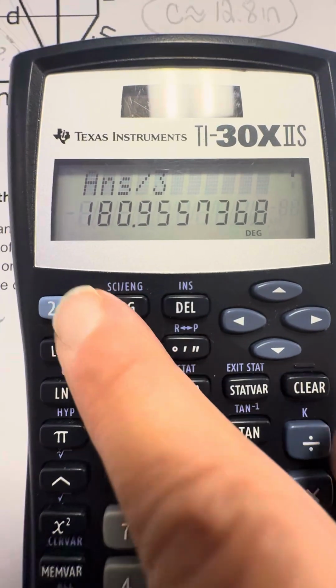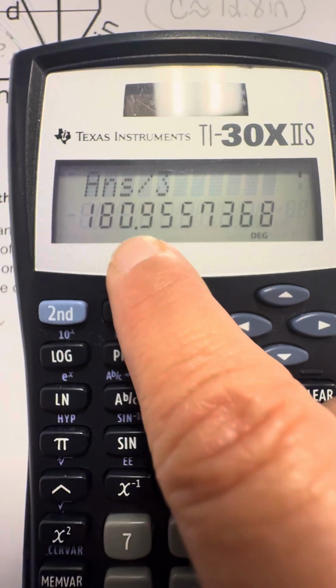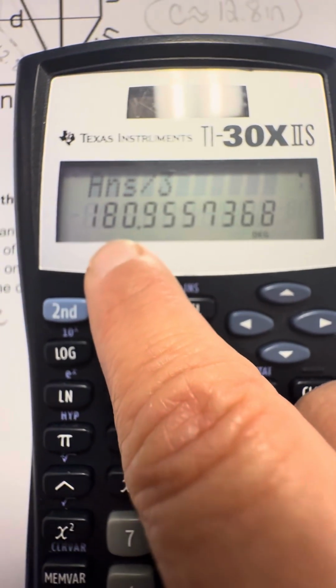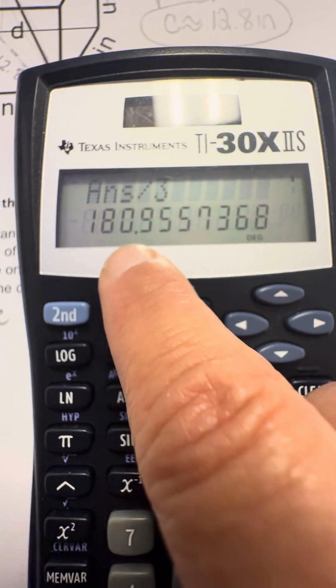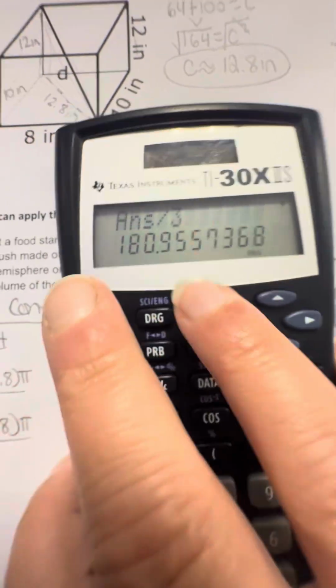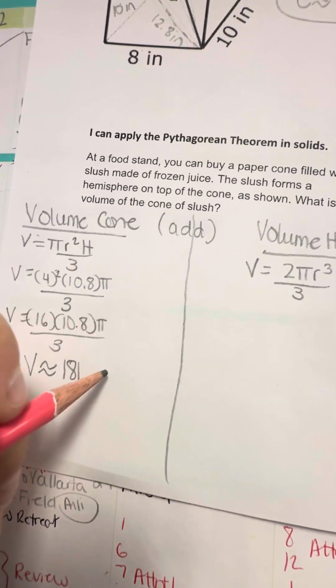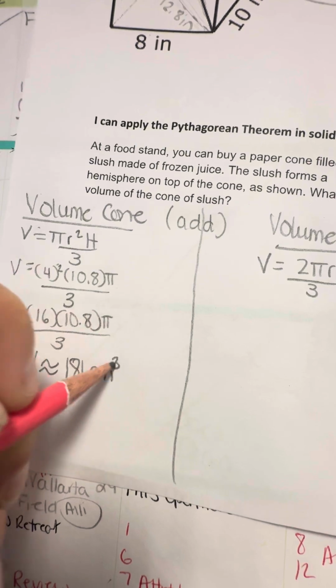It is 108.95. The 9 would then round up because of the 5. So we're going to round this number up to a whole number this time because of the 9. It's 181. So that is my cone's volume, and that's an approximate answer. So 181, and this is centimeters cubed.